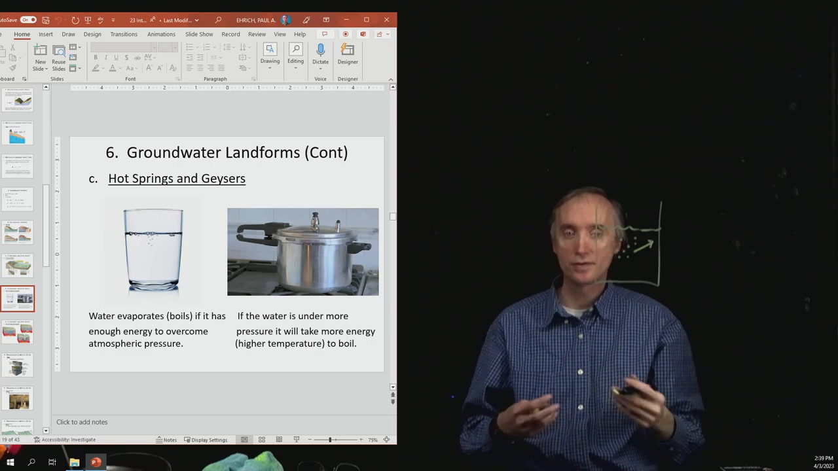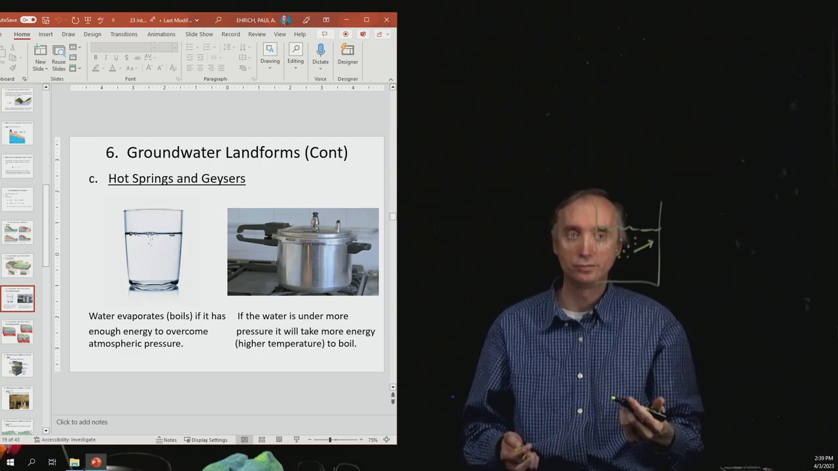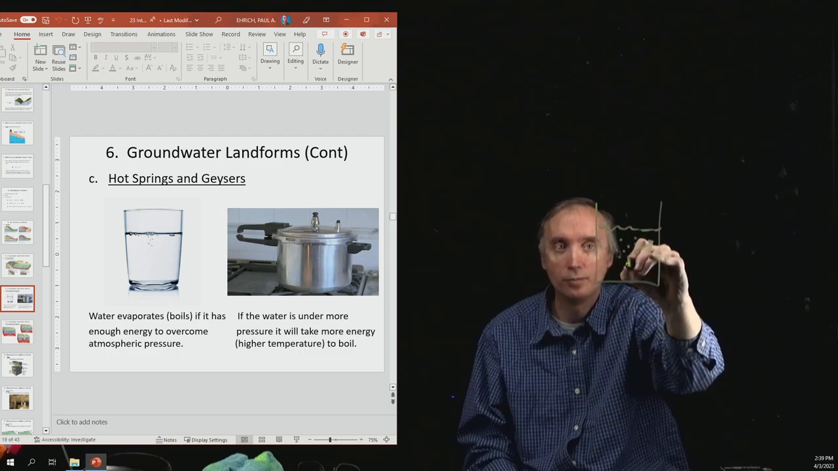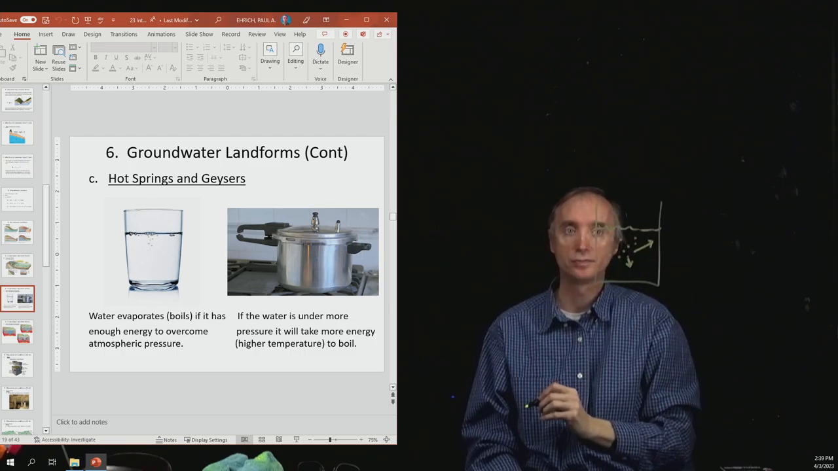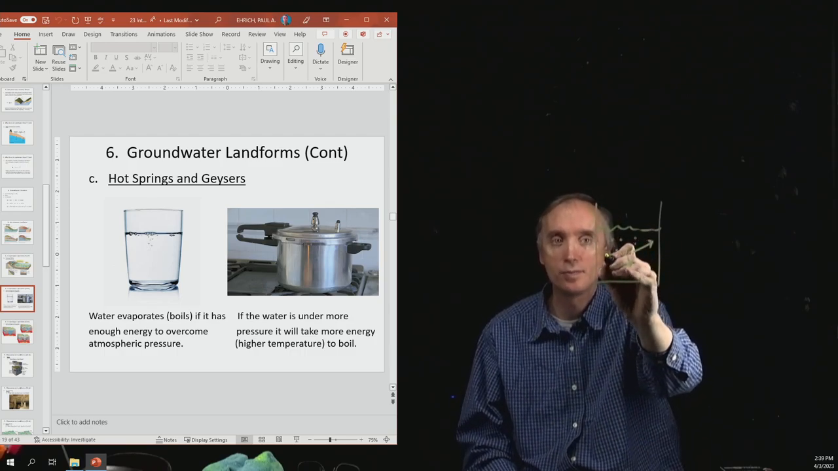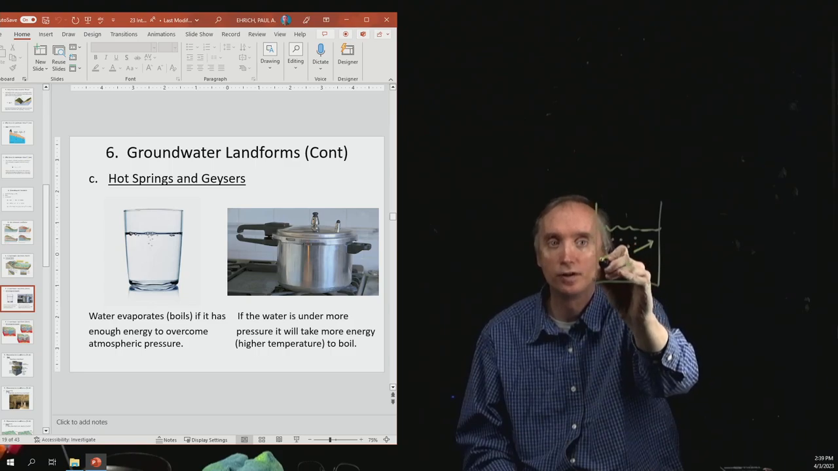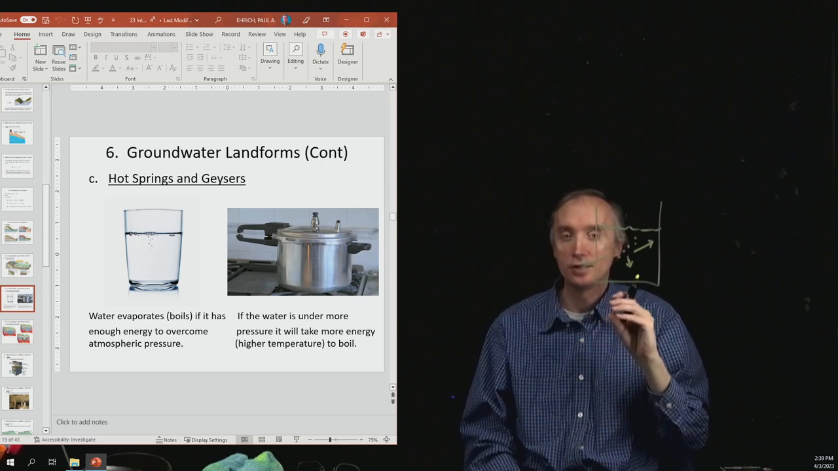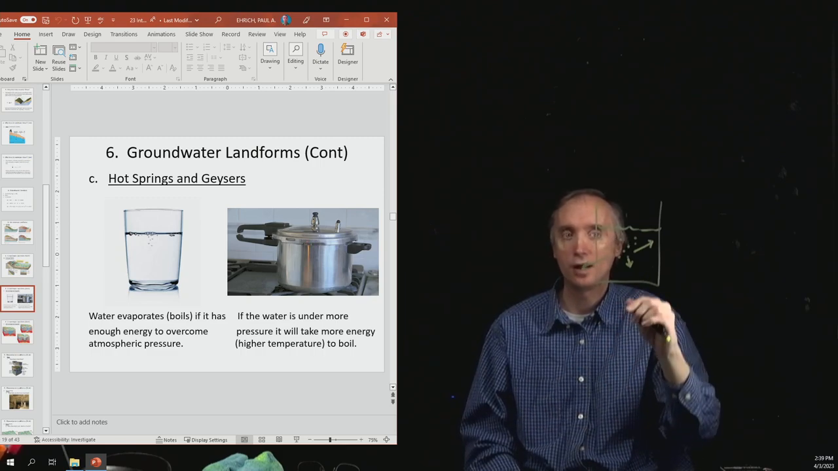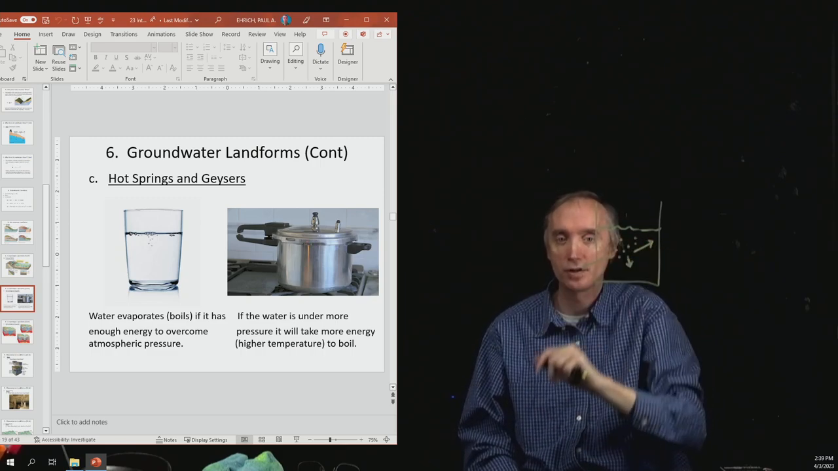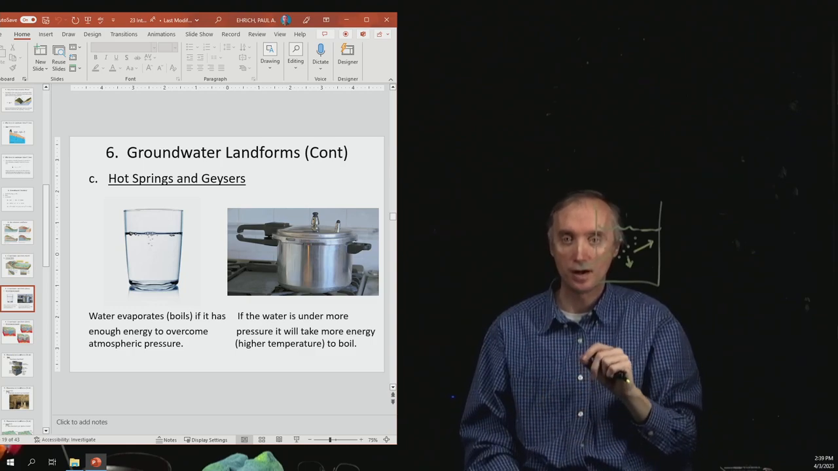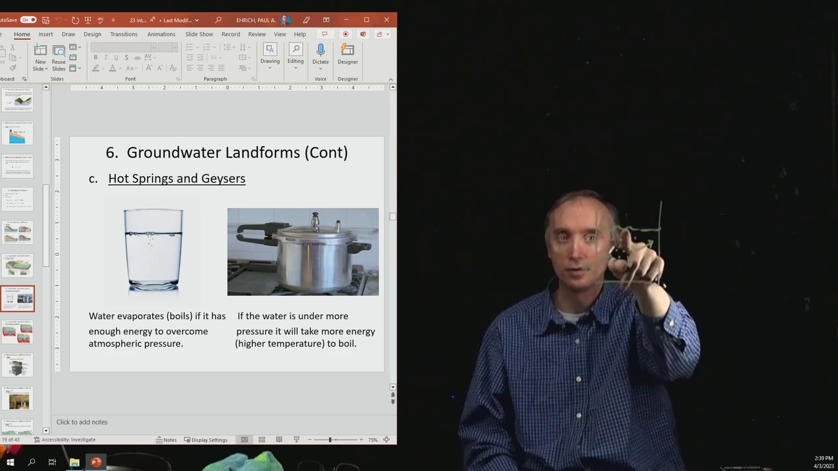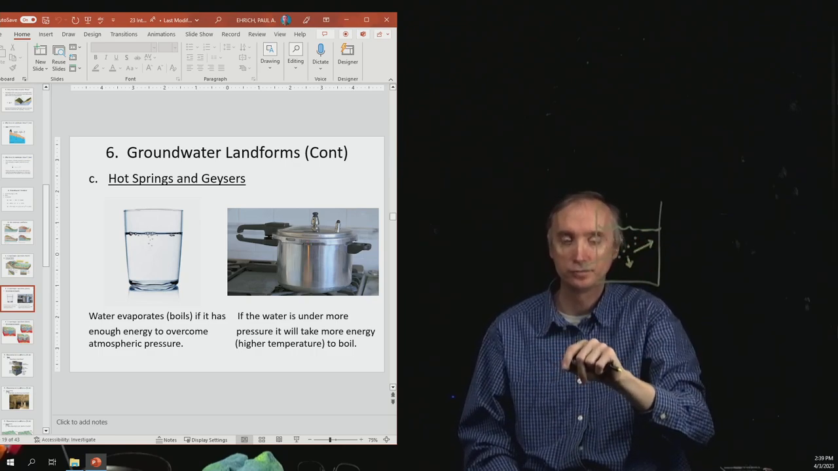And we represent the speed by the length of the arrow. So maybe this molecule is moving this way, but it's not moving as fast. And then let's say that this molecule over here is moving really fast, and maybe it's going in this direction. The speed of these molecules depends on their temperature. The hotter the water gets, the faster the molecules begin to move.